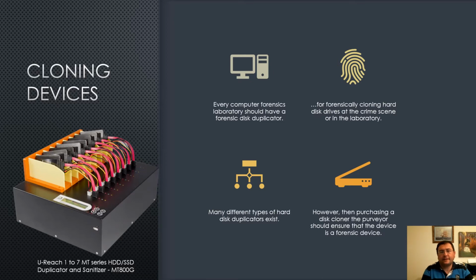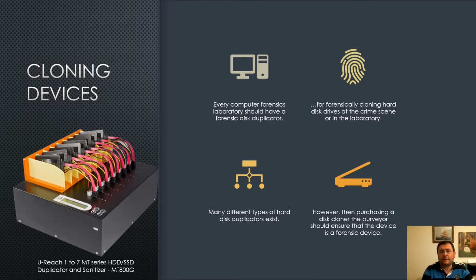Every computer forensic laboratory should have a forensic disk duplicator. You may also find an example video on your Blackboard for this week that shows how a forensic disk duplicator can be used. For forensically cloning hard disk drives at the crime scene or in the laboratory, we actually need special hardware to collect the image or to clone the hard disk drives.